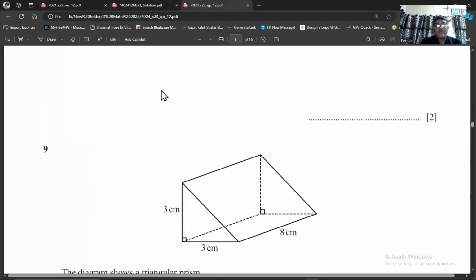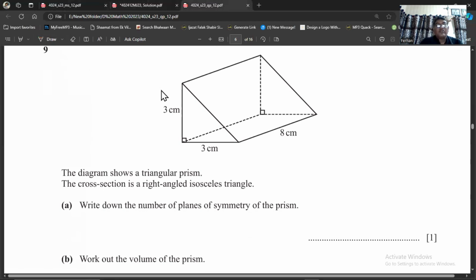The next question on your screen is question number 9, and it's a part. It says the diagram shows a triangular prism. The cross section is a right-angled isosceles triangle. Write down the number of the planes of symmetry of the prism.